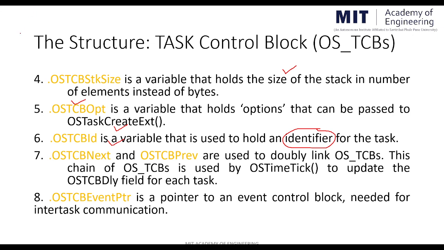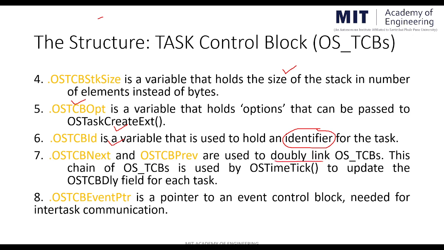Here OS TCB next has a separate memory address and OS TCB previous has a separate memory location. So OS TCB next holds the address of the next TCB and OS TCB previous holds the address of the previous TCB, because all the TCBs are connected with each other in the form of a doubly linked list.